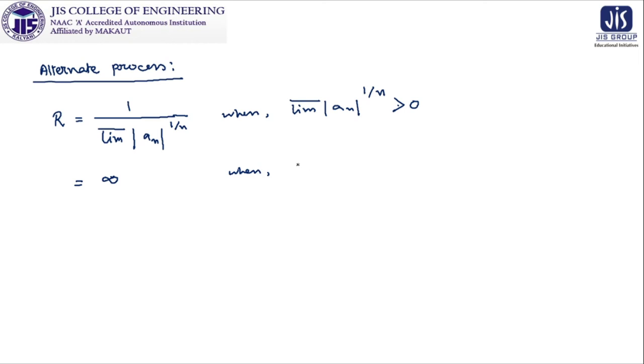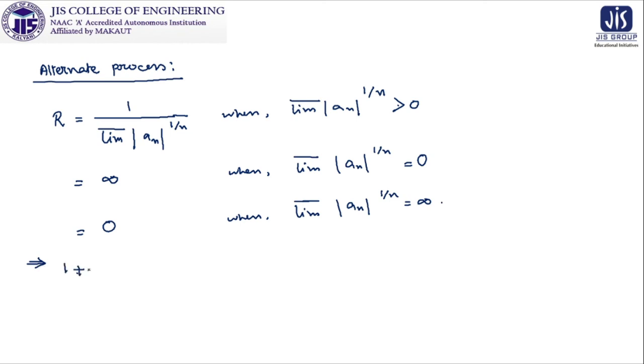and it is equal to infinity when this part is equal to 0, and this is equal to 0 when this one is equal to infinity. So obviously someone can use this process for finding the radius of convergence, and you can try this particular process for finding the radius of convergence for the series.